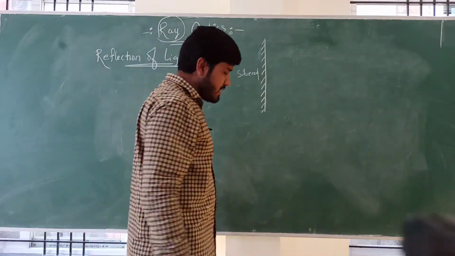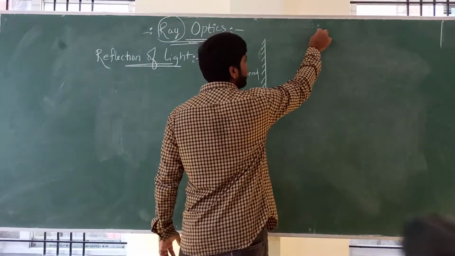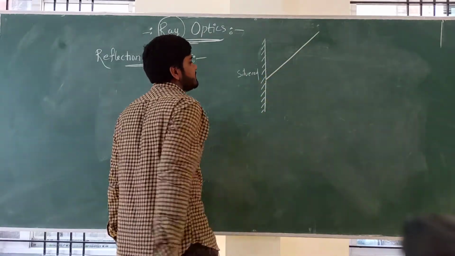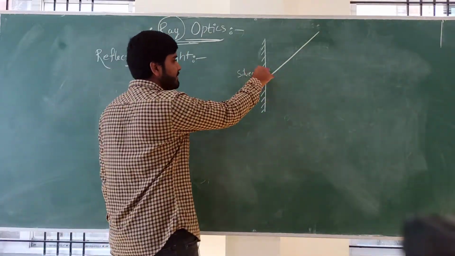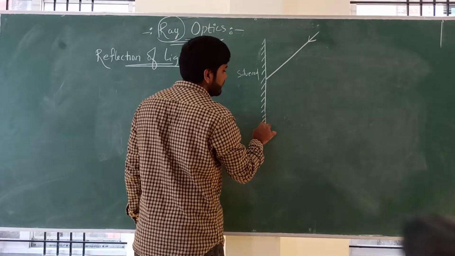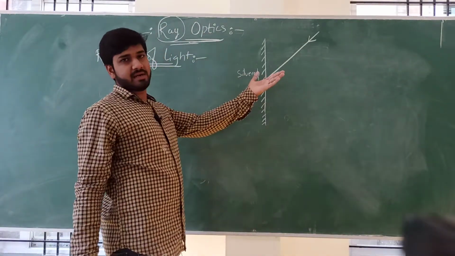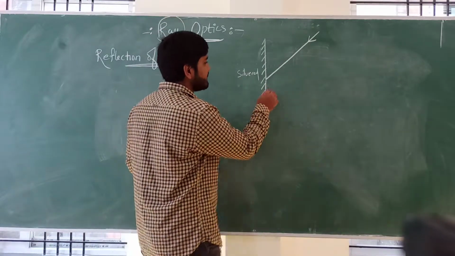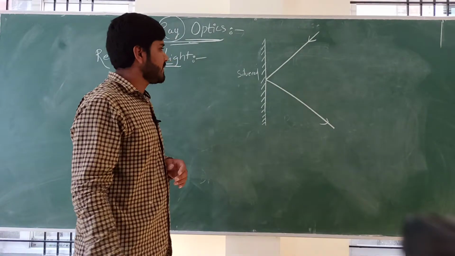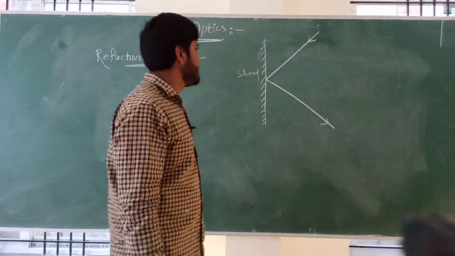Now what I am doing, I am taking one ray of light and making it incident on this surface, on the mirror. So this is one ray of light. Now we know, because this is a mirror, the light will reflect back again into the same medium.